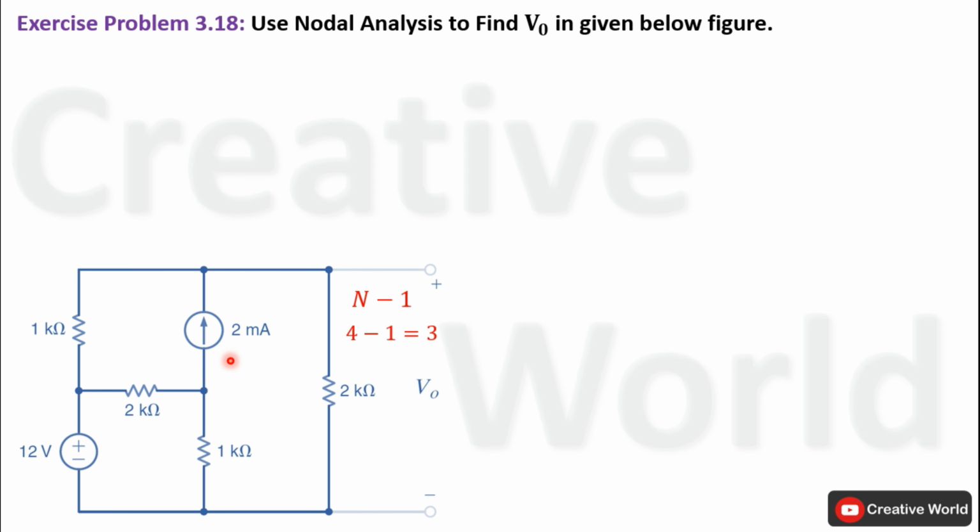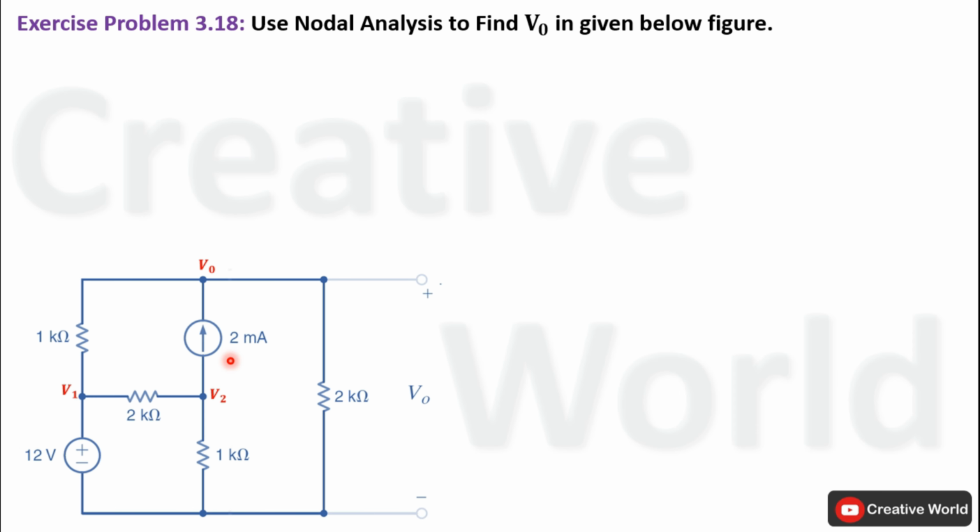In the second step, we have to label all unknown non-reference node voltages. So these three non-reference node voltages are labeled as V0, V1 and V2. This V0 is appearing across the 2 kilo ohm resistance with respect to this ground or reference node. So whatever the value of voltage on this node will be, the same value will be appearing across this 2 kilo ohm resistance, and we are interested in calculating the voltage across this resistance because it is asked in this scenario. So our main focus will be to find out this node voltage.